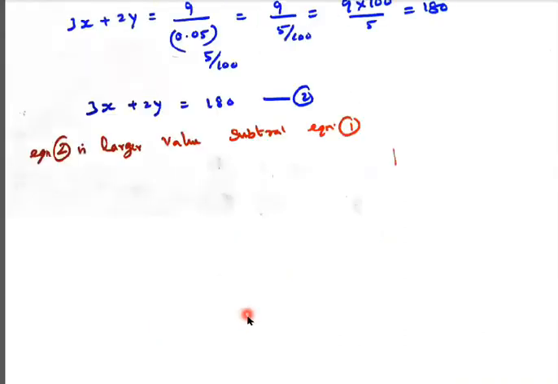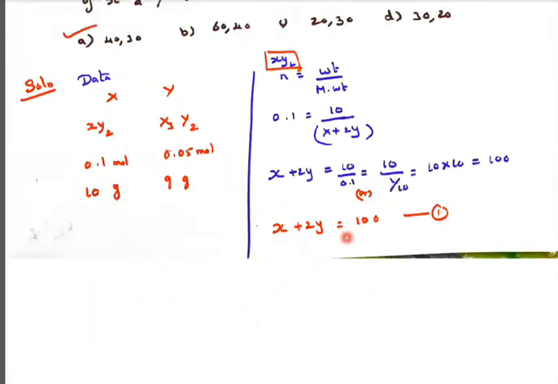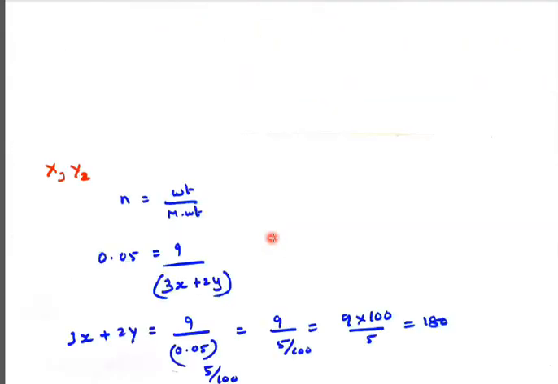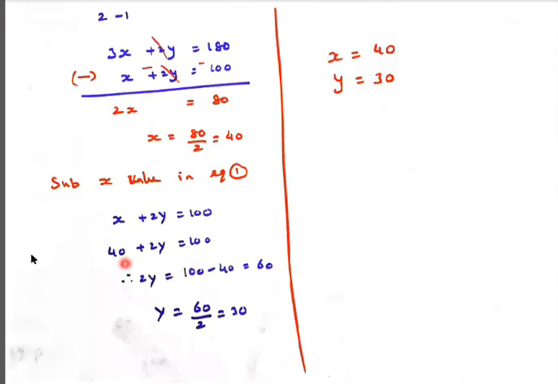Substitute this X value in the first equation, X plus 2Y equal to 100. We got the X value as 40, so substitute 40 for X. So 40 plus 2Y equals 100. The 40 goes to the other side, meaning 100 minus 40. Therefore 2Y equals 100 minus 40, which is 60. So Y is equal to 60 by 2, which is 30.